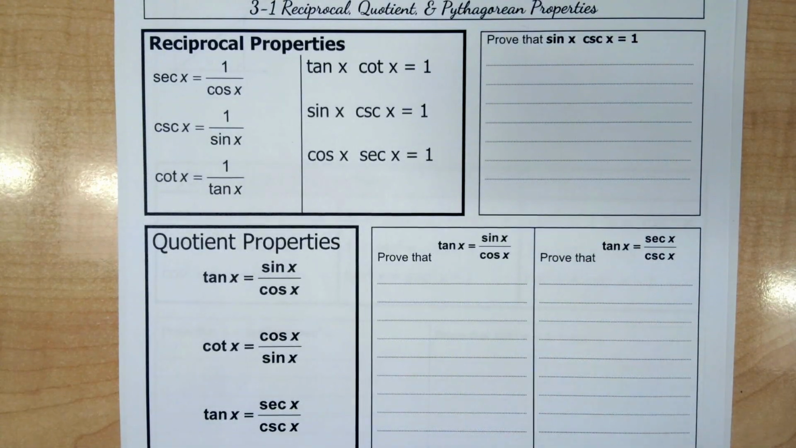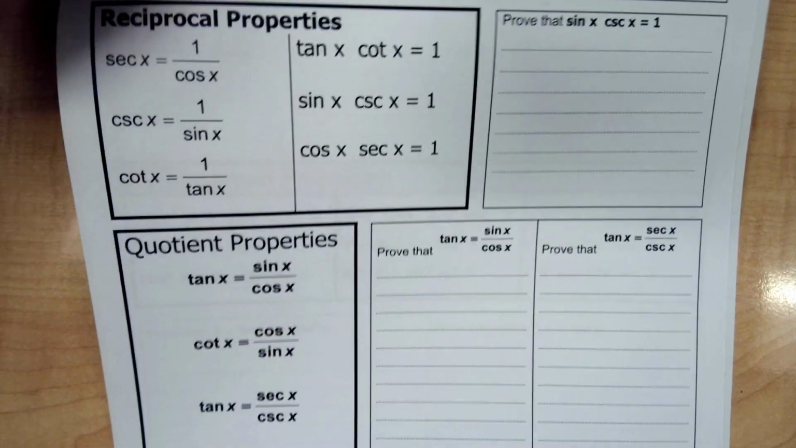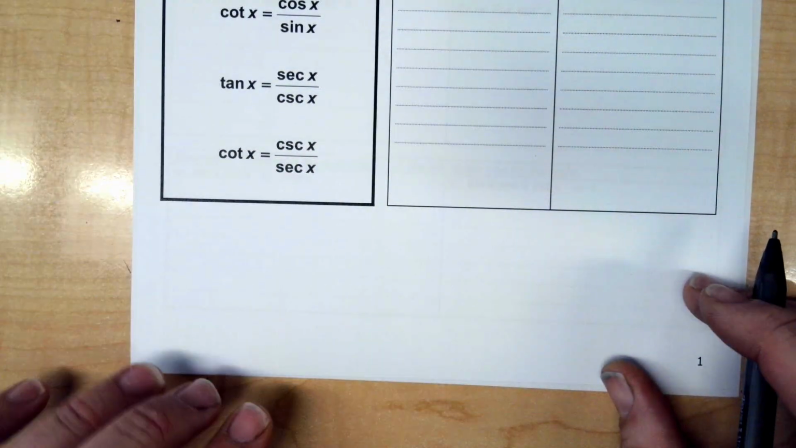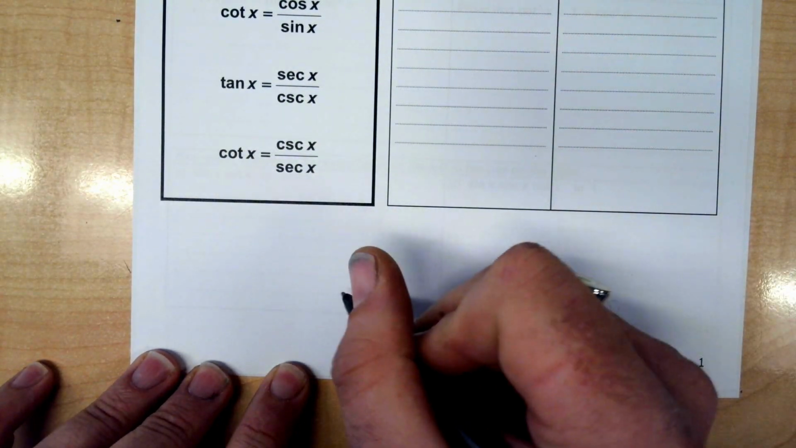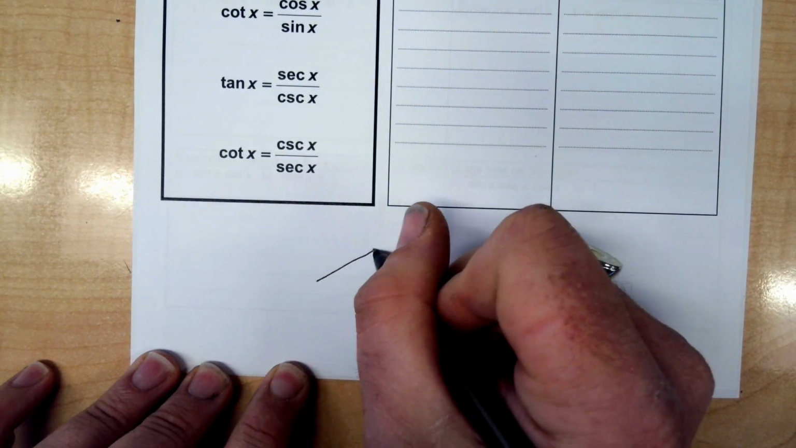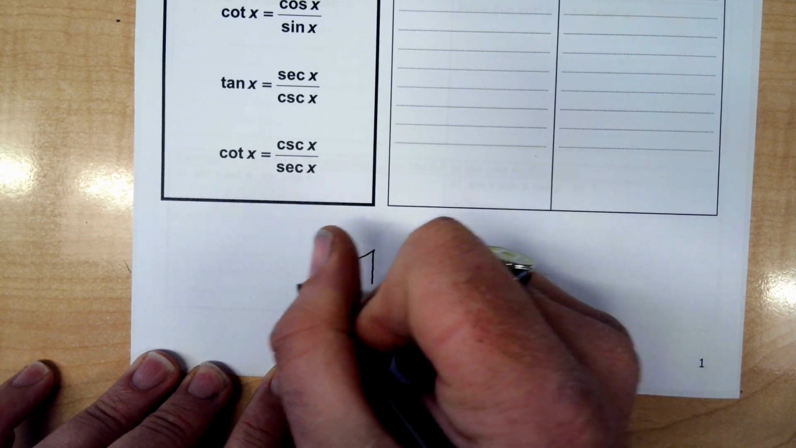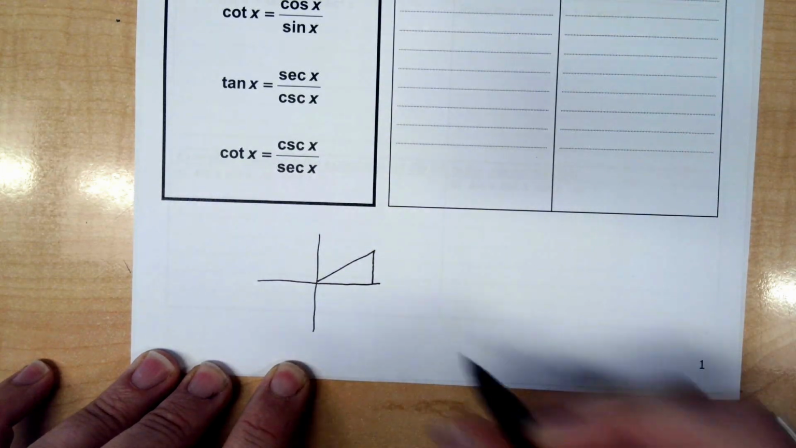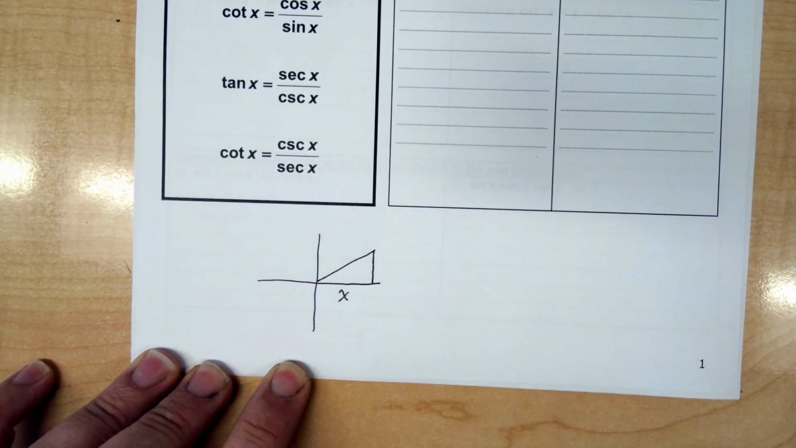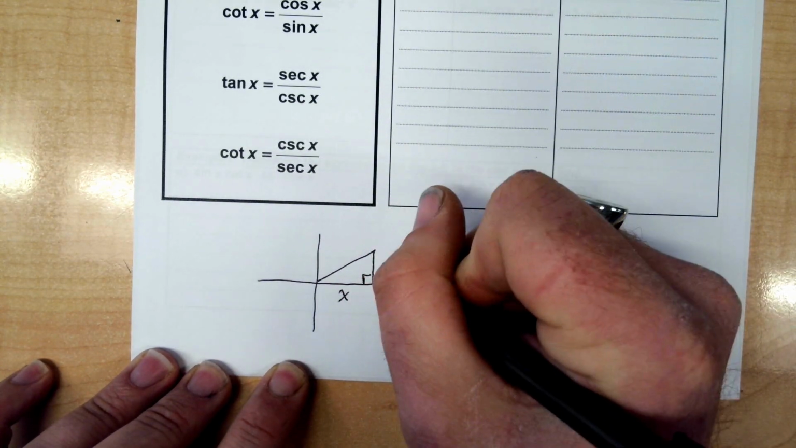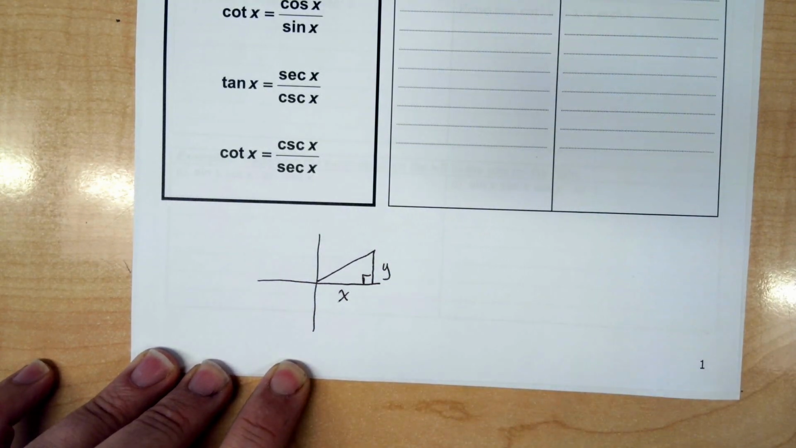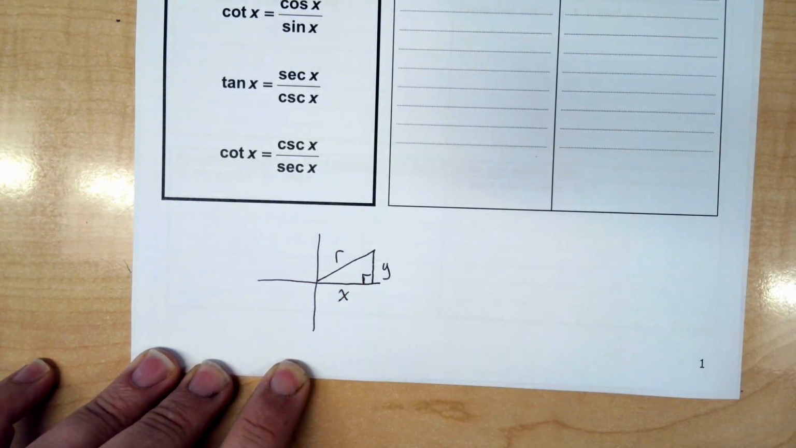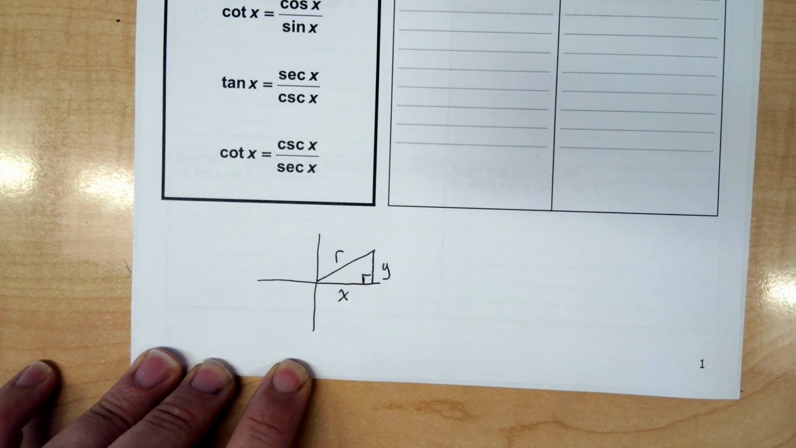Now, a lot of this is based on some of our ideas from the unit circle or from trigonometry, where you have 3 portions to a triangle. You have the horizontal portion, which is oftentimes the x value. You have the vertical portion, which is oftentimes the y value. And the hypotenuse is oftentimes the r value.